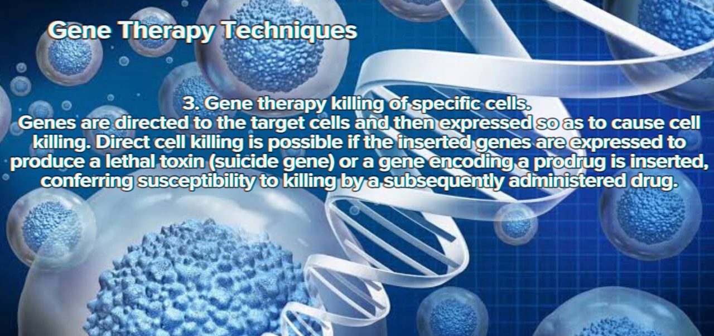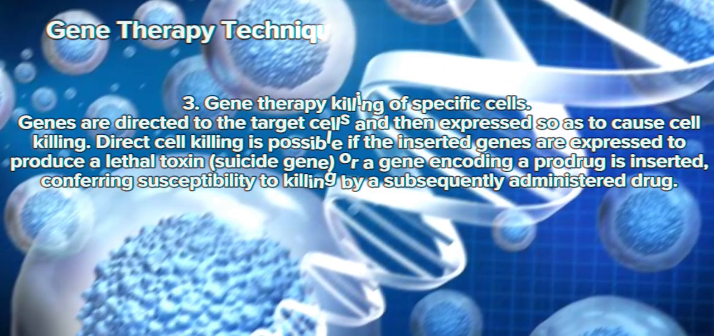Gene therapy killing of specific cells. Genes are directed to the target cells and then expressed so as to cause cell killing. Direct cell killing is possible if the inserted genes are expressed to produce a lethal toxin, a suicide gene, or a gene encoding a prodrug is inserted, conferring susceptibility to killing by a subsequently administered drug.